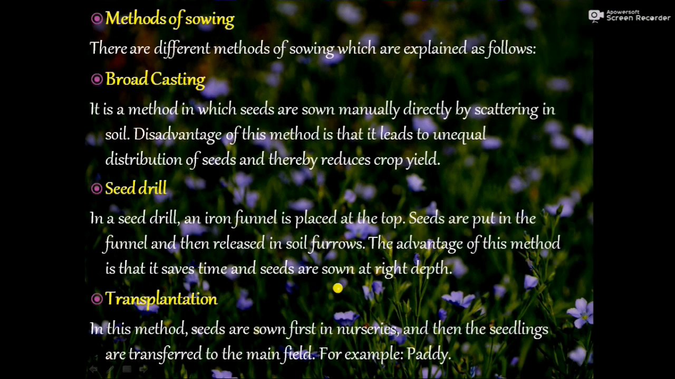Let's talk about different methods of sowing. There are different methods of sowing which are explained as follows. First, broadcasting. It is a primitive method of agriculture practice. In this method, seed is sown manually, directly by scattering on the soil. That means the overall process is done by humans themselves. The disadvantage of the broadcasting method is unequal distribution of seed and therefore reduced crop yield.